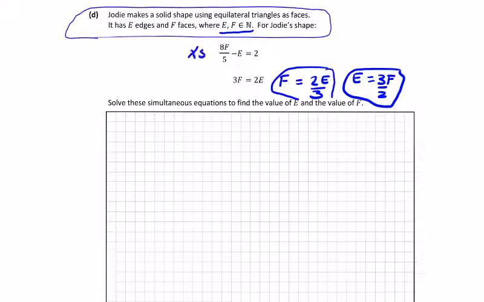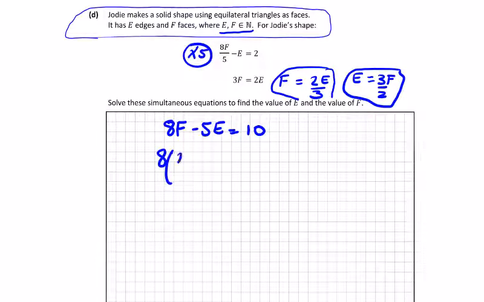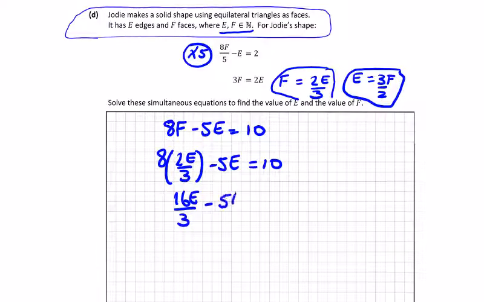First of all, I'm going to multiply this by 5 just to get rid of the fraction. 8F divided by 5 times 5 would just be 8F. Minus 5E would be equal to 2 times 5, which is 10. And I'm going to sub F in. 8 times F, 8 times 2E over 3. Minus 5E is equal to 10. So I'm going to get 16E over 3. I could multiply by 3 in one step here, but I'll just simplify it first. Minus 5E is equal to 10.